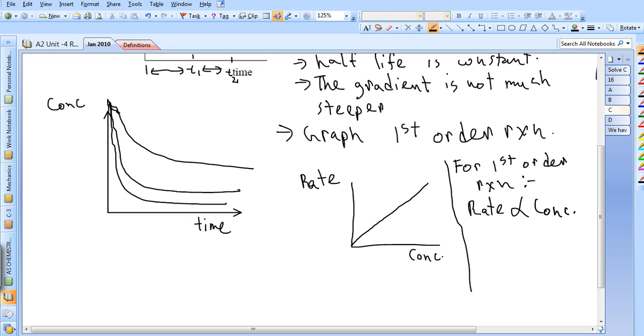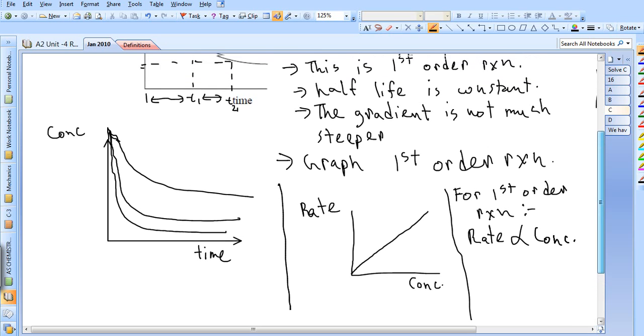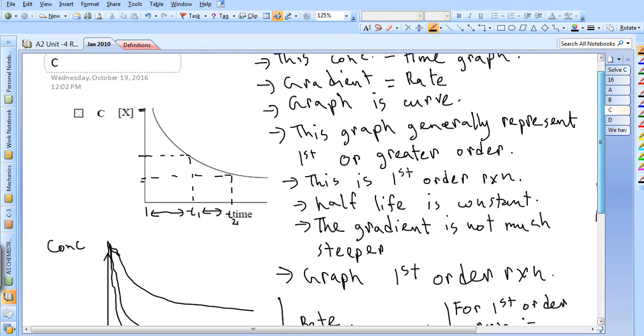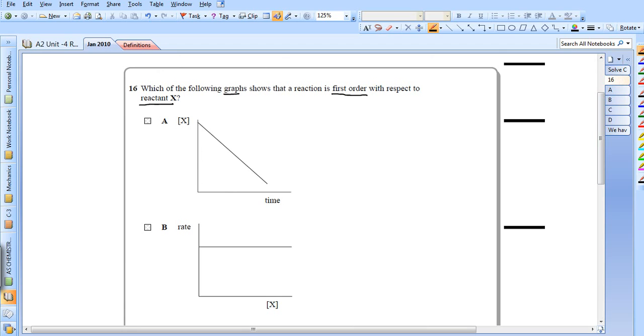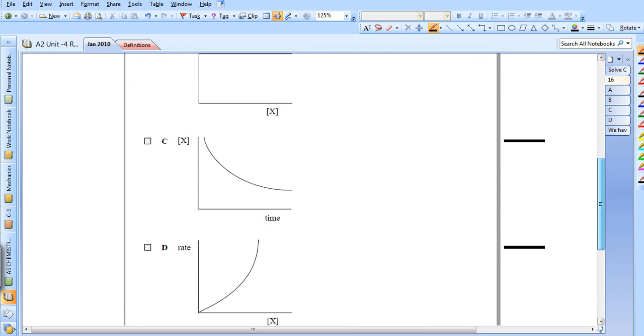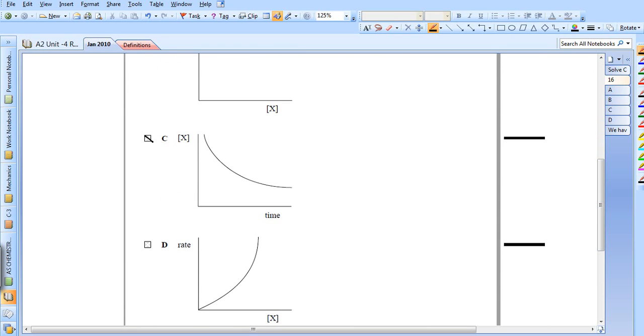So rate is directly proportional to concentration. For a first order reaction, rate is directly proportional to concentration. So if we plot this on a rate concentration graph, this will give us the straight line. So C would be the answer. Fellas, let us see which should be the answer for this question. The answer should be C.